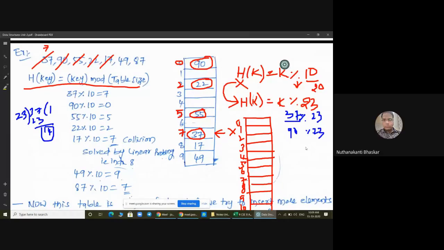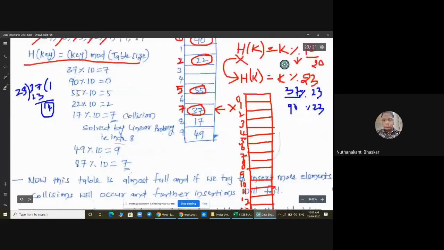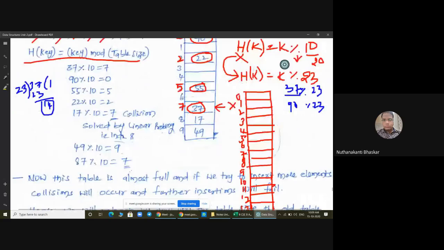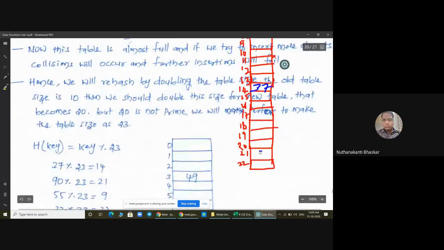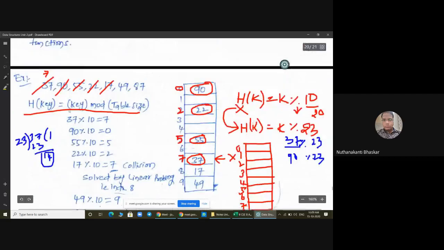21. Okay, she is telling 21. Now 90 is going to be inserted at index 21. Right. Now next, 55.